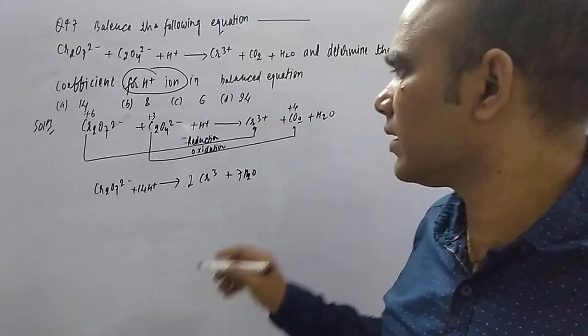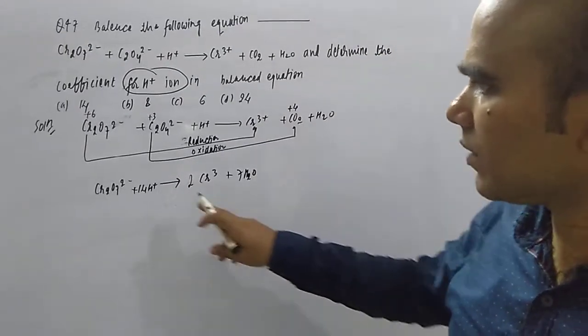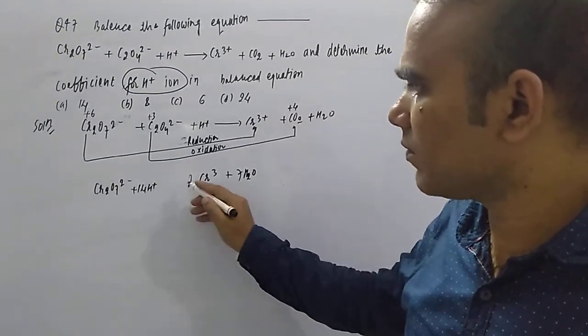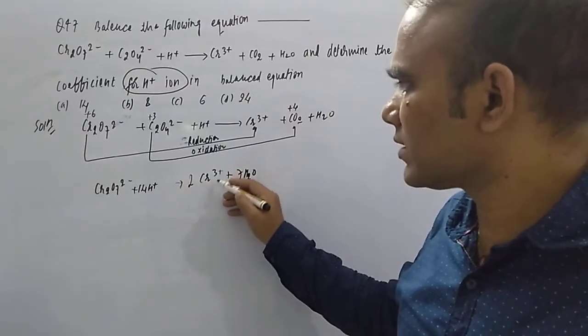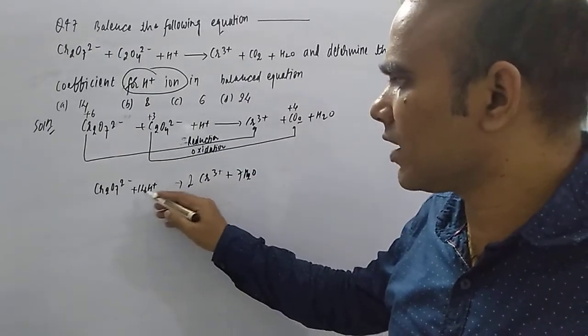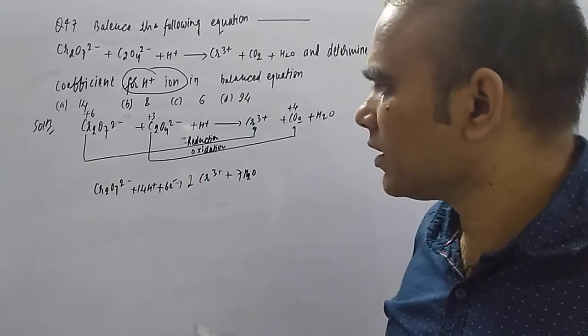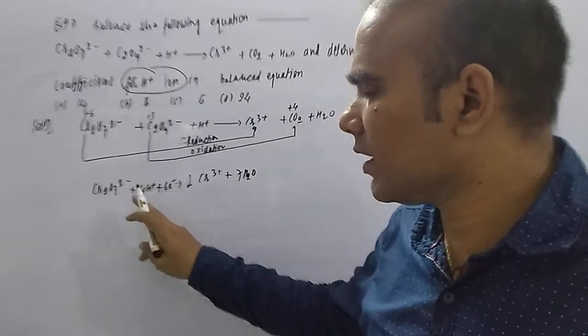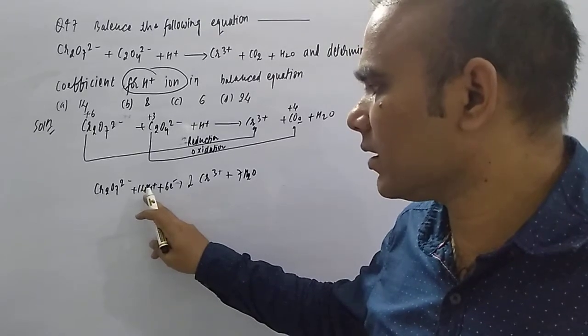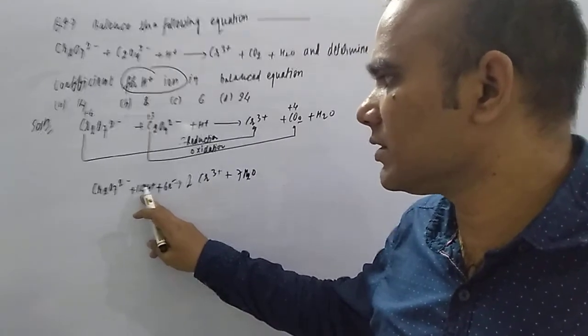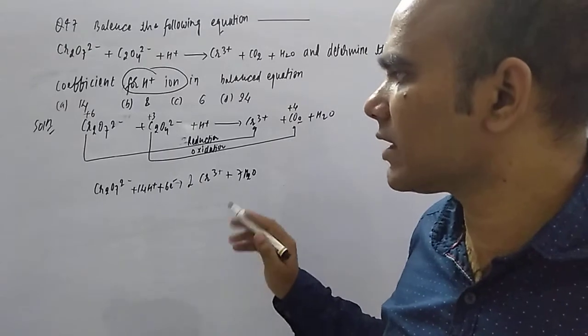Now you see another equation, student. If you are balancing the charges, how much charge is there? So 3 times 2 is 6 plus, and here is 12 plus. So 6 plus 12 plus, if you are adding 6 electrons here, student, then 6 and 14 means 6 positive here, 6 positive here, both sides 6 positive.